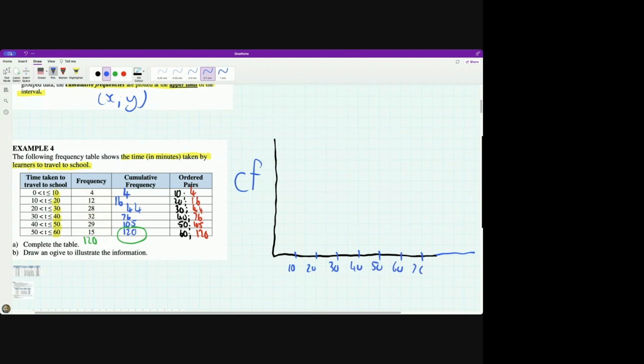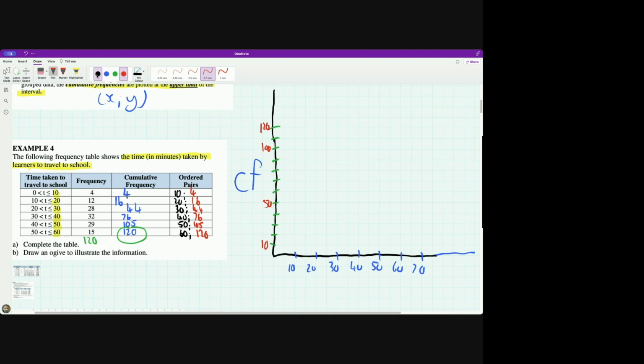And over here, I am also going to go, okay, I have to go up a bit more in this one. So let's go up in tens, but I need a bit more space. So I'll go 10, 20, 30, 40, 50, 60, 70, 80, 90, 100, 110, 120. And I'll just put a couple of things in here. So 10, 50, 100, 120. So we have got the graph set up.